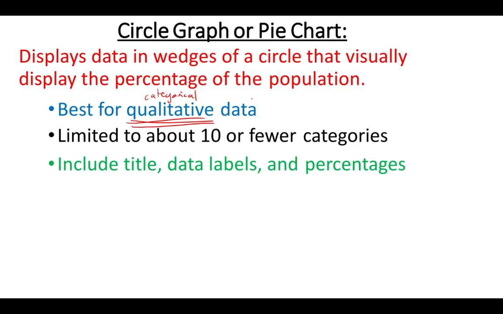As always, we want to include a title. We want to label our data, so each of the wedges should have a label and also the percentage that goes with that data category as well.